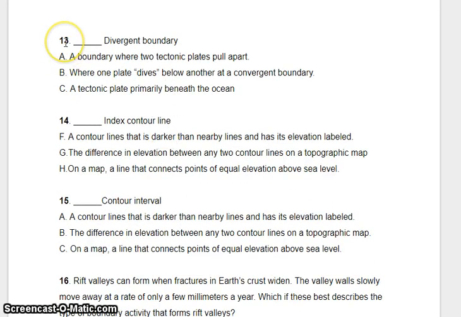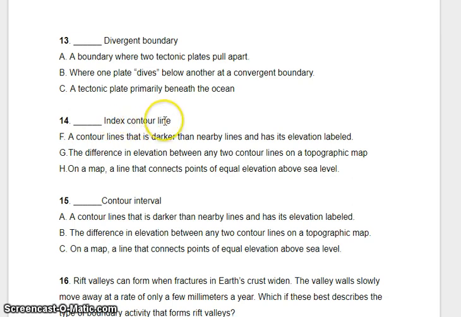Number 13. A divergent boundary is A, a boundary where two tectonic plates pull apart, B, where one plate dives below another at a convergent boundary, or C, a tectonic plate primarily beneath the ocean. 14.